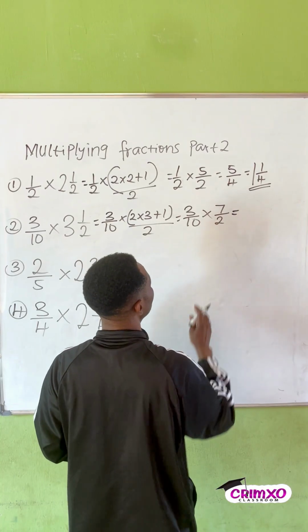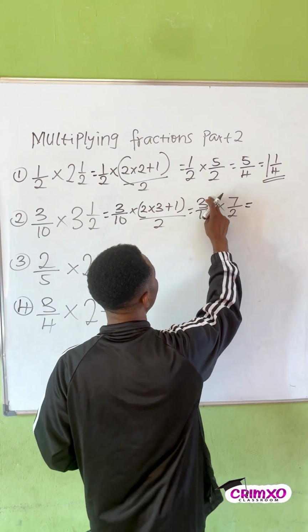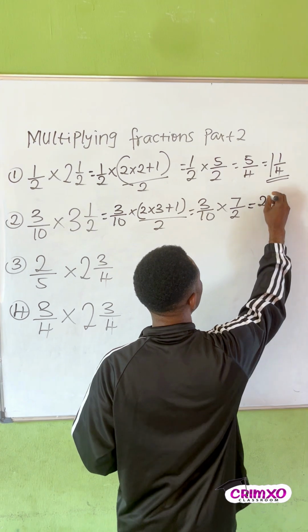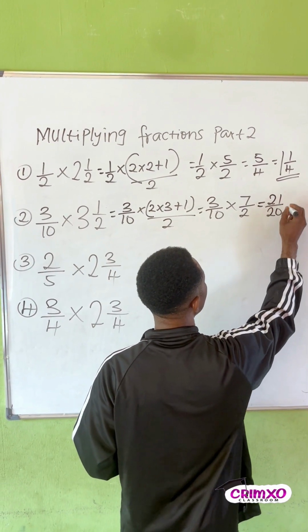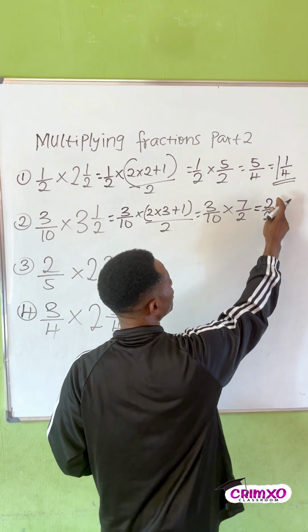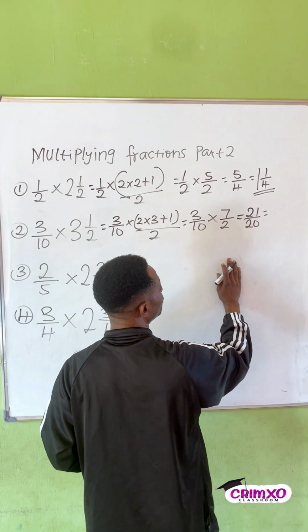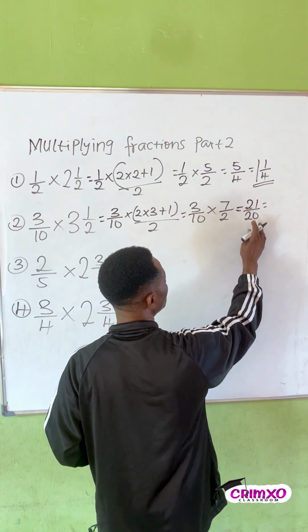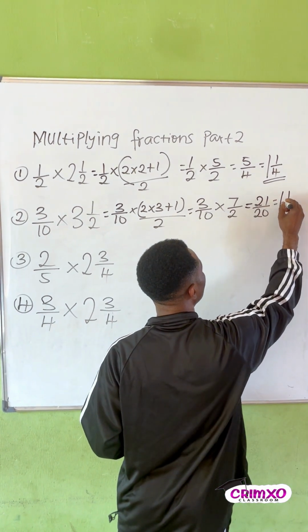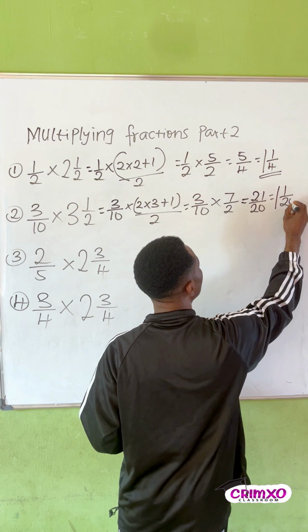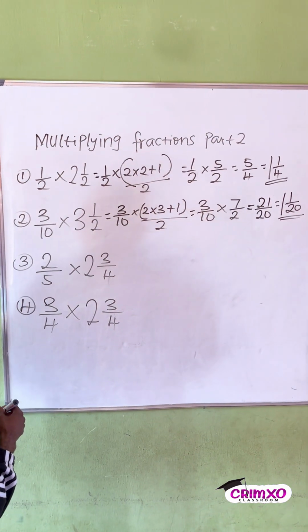So look at this, nothing can divide, therefore we multiply out. 3 times 7 is 21 all over 10 times 2 is 20. Here, because the numerator is bigger than the denominator, we change it to a mixed fraction. When we say 20 divided into 21, it gives us 1 remainder 1, make it over what? 20. So this is the answer for number 2.